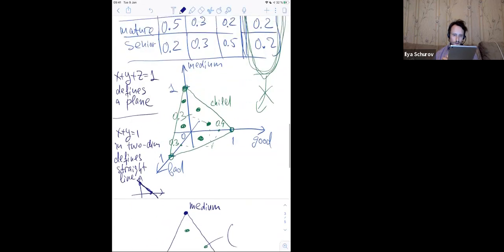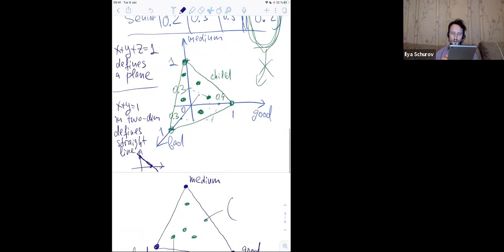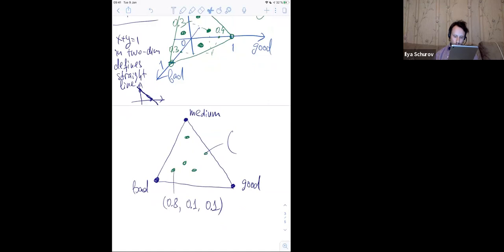So let us fix the order in some way. Okay, the order was good, medium, bad. So I have to change the order here. If we have the order good, medium, bad, then we have to swap these two values. So for this order, good, medium, bad, which numbers approximately do we have to put here? 0.3, 0.3, 0.4. I'm not sure about that.